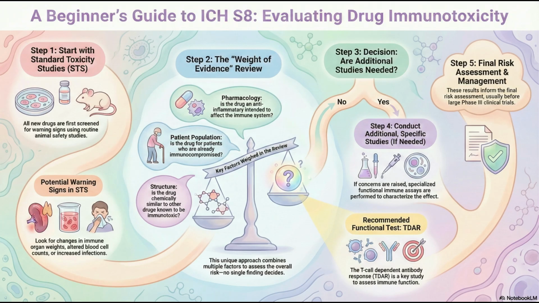Let's say I find something. Maybe the white cell count is a little low, or the spleen looks a bit heavy. Do I immediately panic and order the expensive specialized tests? Not yet. Now you move to the brain of the operation, the weight of evidence review. Okay. This is where you sit down with all the data and act like a judge. This is step 2. The guideline lists 6 specific factors for this review.